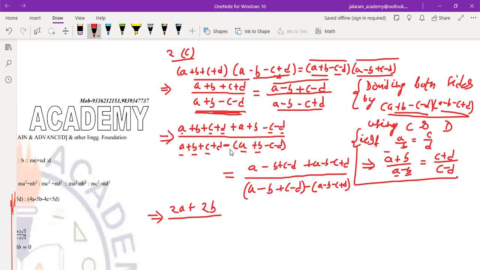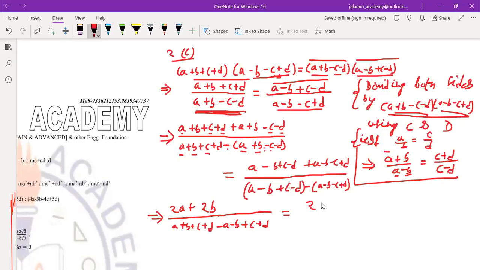Then C is positive and minus minus C is also positive. So plus C, 2C. And if you have any confusion, you should write it completely. If you have any confusion, don't do it directly. I have told you how to do it directly, but you will open the bracket first. It will be better. Okay.